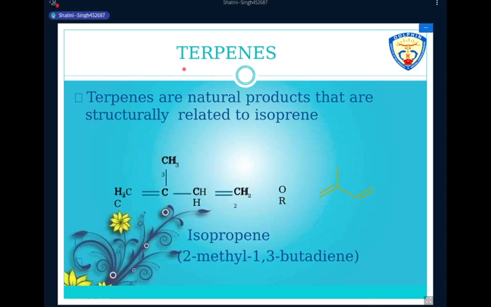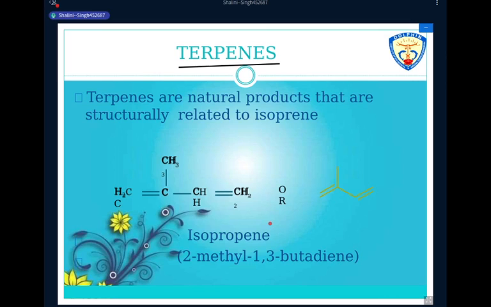Second category are the terpenes. After alkaloids, second is terpenes. These are natural products that are structurally related to isoprene. What is isoprene? If you see this structure, this is just for your reference. If you understand what is the isoprene structure, it has how many carbons? It has 1, 2, 3, 4, and this 5. So it has 5 carbons. So this is the basic unit of terpenes.